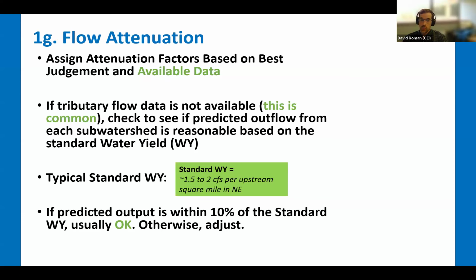In general, the standard water yield in New England is 1.5 to 2 CFS per upstream square mile. So it's a really simple approach, figuring out, on average, depending on your watershed area, how much flow you can generate. You could also use StreamStats as another estimate. You just have to know that it's not based on any actual measurements, it's just an estimate. In general, if you're within about 10%, you know that you're pretty close at least.